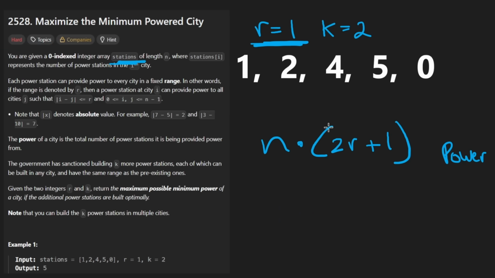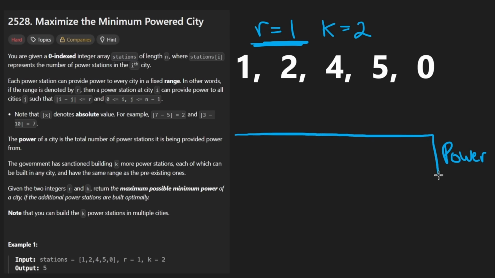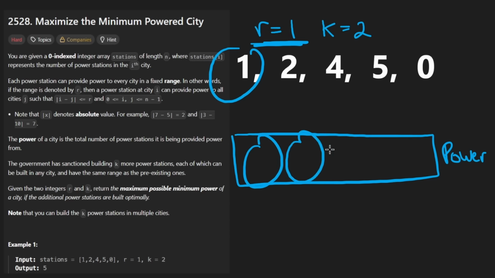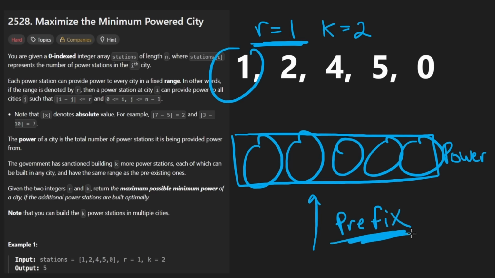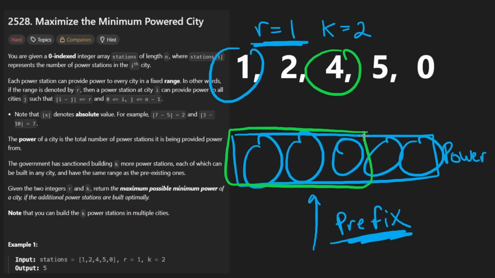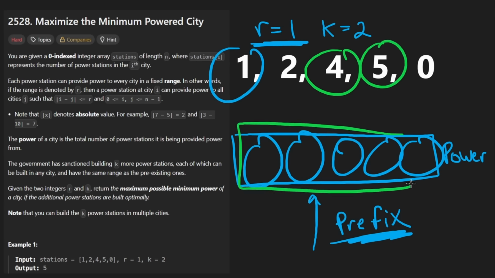The idea is that we don't necessarily even need the precise power array. We don't need to know the exact power of each city. We can create an array that's almost going to give us the power of each city just by using the prefix sum of the array. So if we wanted the power of this city, we would have this. And if we wanted the power of this city, we'd have this.